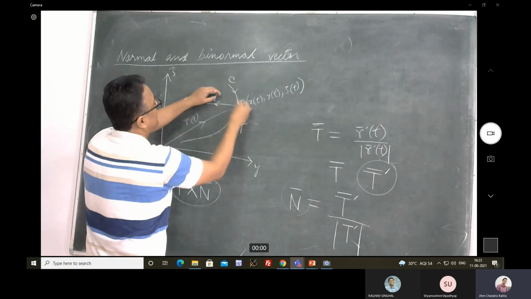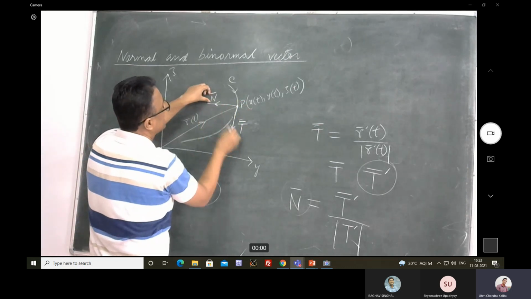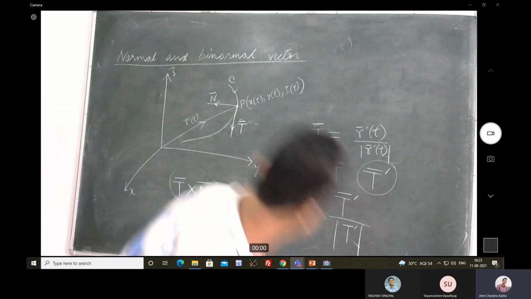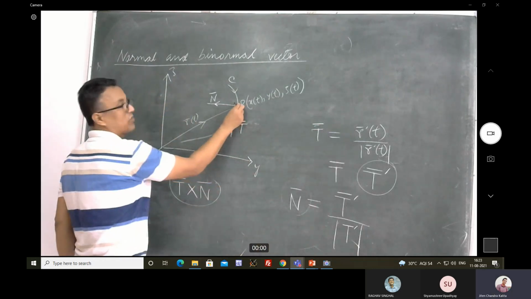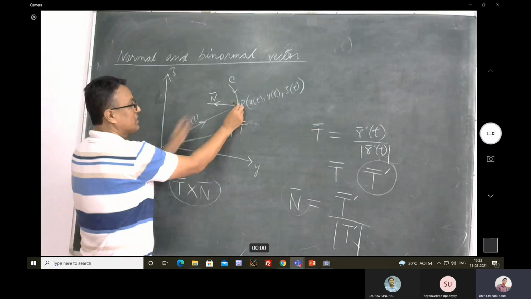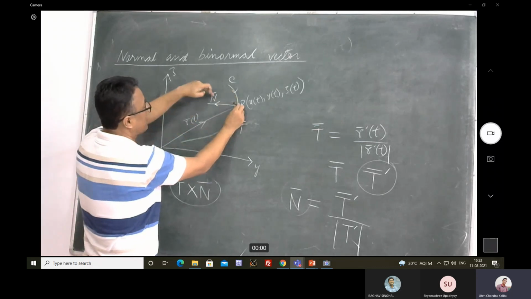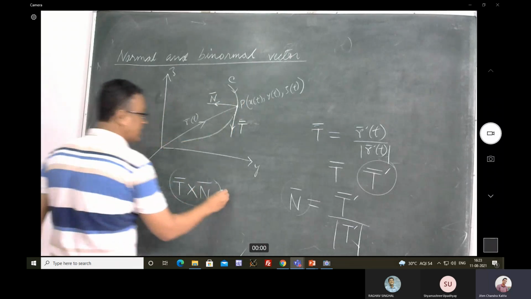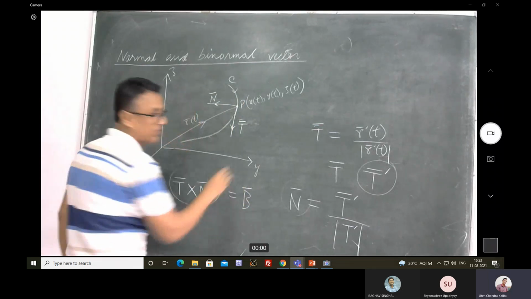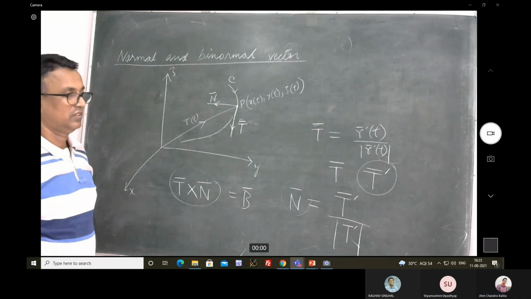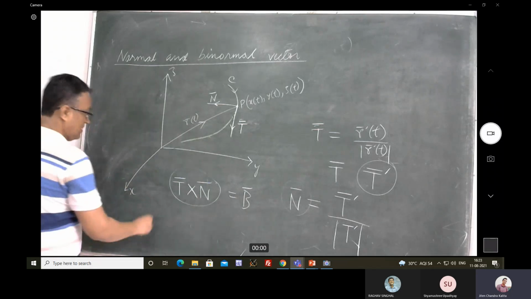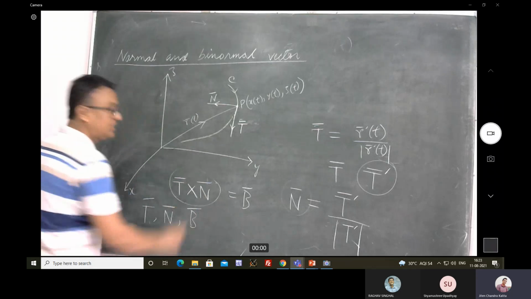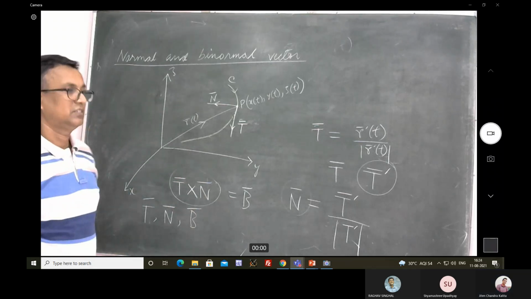If I am considering this n and t on the plane of this blackboard, then I am going to have a direction like this. This is along the direction of n cross t, and that is called the binormal vector. So basically T, N, and B form a triad.